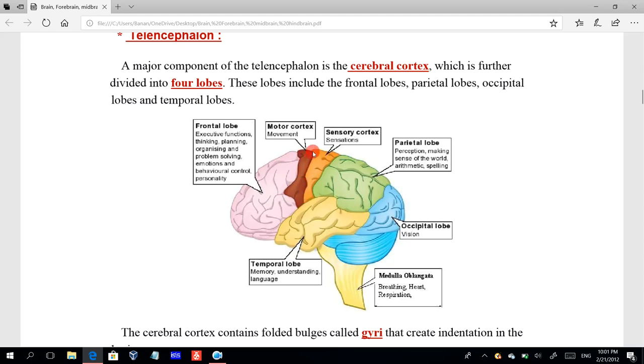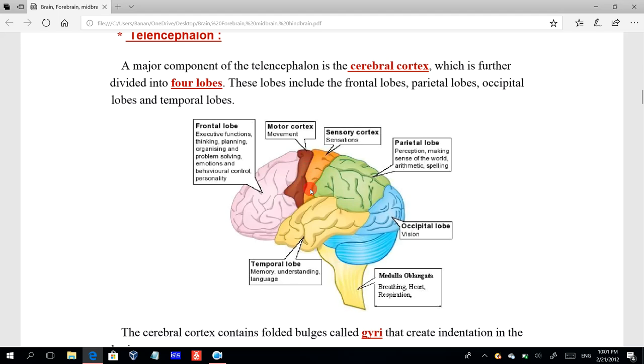And in front of this central sulcus, we have a gyrus here, which is called the precentral gyrus, or also the motor cortex, responsible for movements. And behind the central sulcus, we have another prominent gyrus, which is called the postcentral gyrus. Also, it is called the sensory cortex or somatosensory cortex, and it is responsible for sensations. All sensory impulses reach this area, the postcentral gyrus.